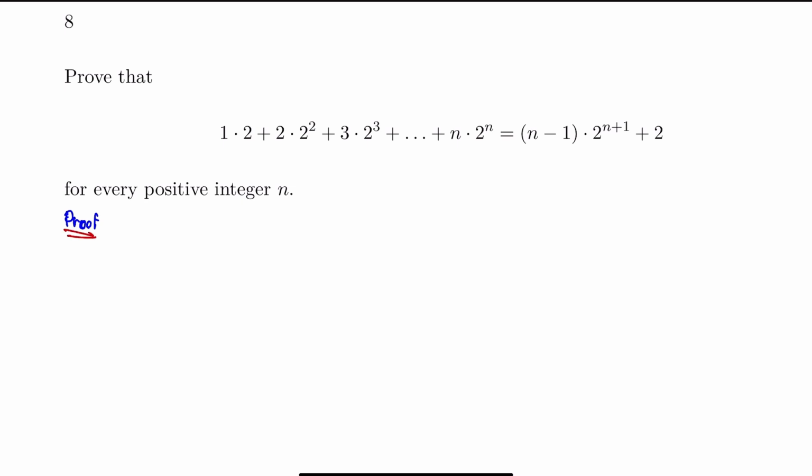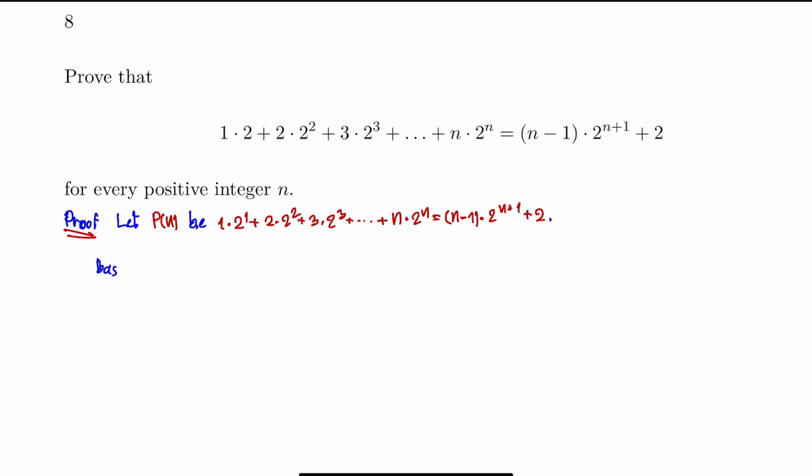So we are going to let Pn be this equation: 1 times 2 to the 1 plus 2 times 2 to the 2 plus 3 times 2 to the 3 and so on to n times 2 to the n equal to n minus 1 times 2 to the n plus 1 plus 2. Okay, and then what can we do? We start with the base step.